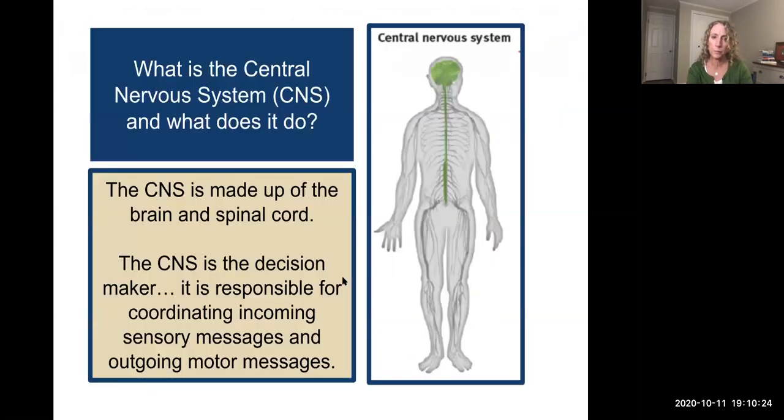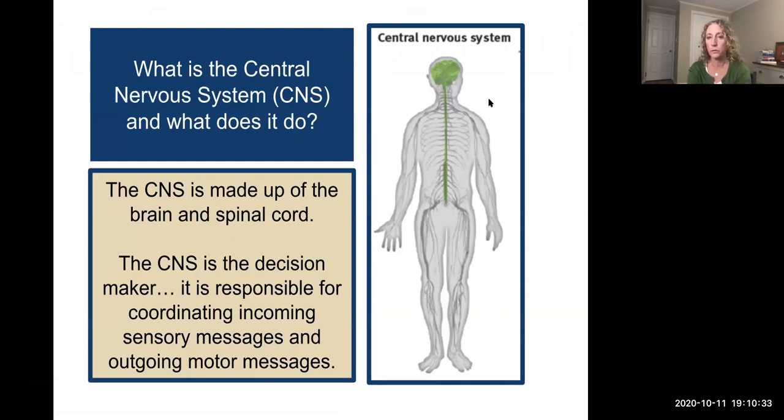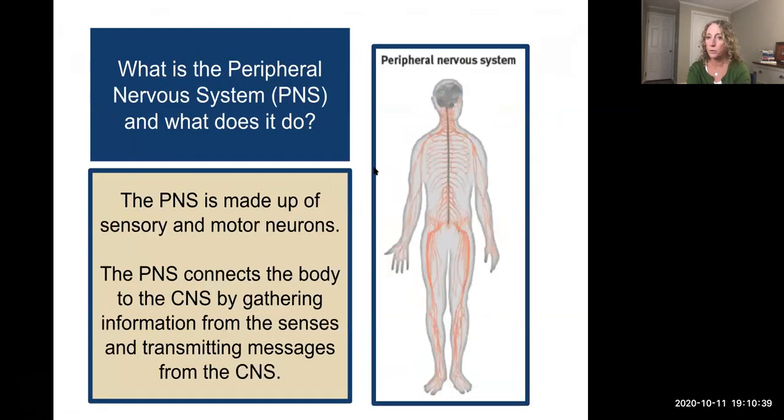Central nervous system: it's responsible for coordinating incoming sensory messages and outgoing motor messages. It's made up of the brain and the spinal cord. That's the two main things you want to remember. The brain and the spinal cord is the central nervous system. The peripheral nervous system is all the other ones. And you can see how it's obviously going to be involved in controlling organs and all that stuff too.